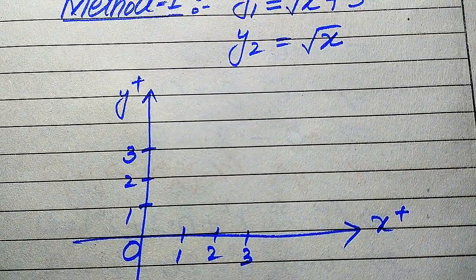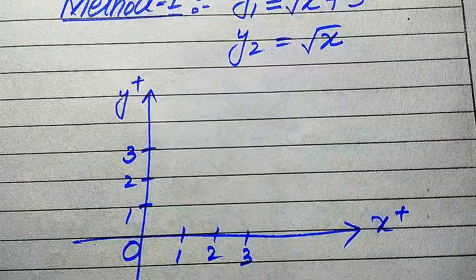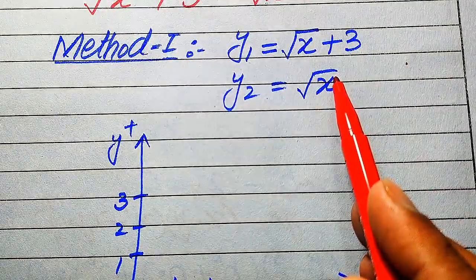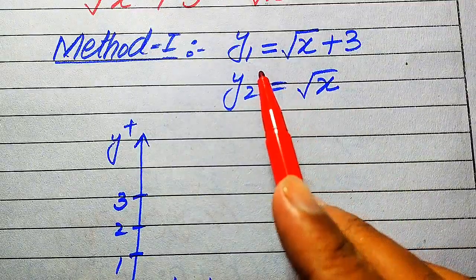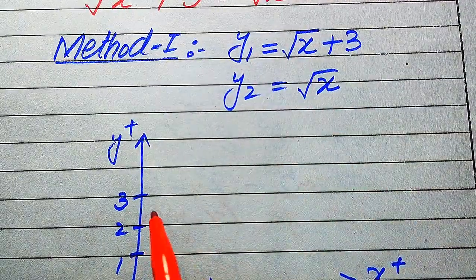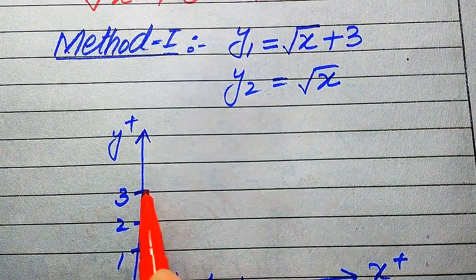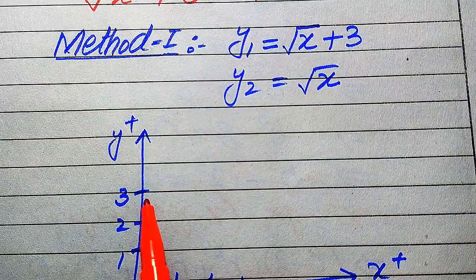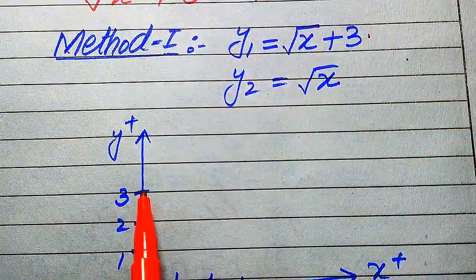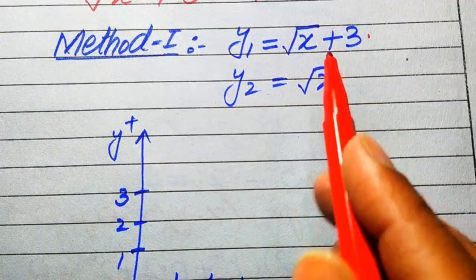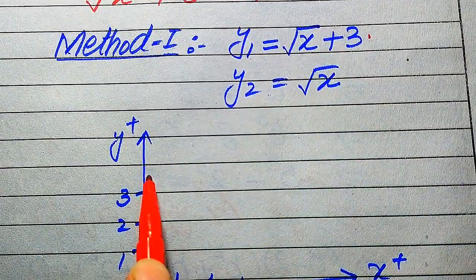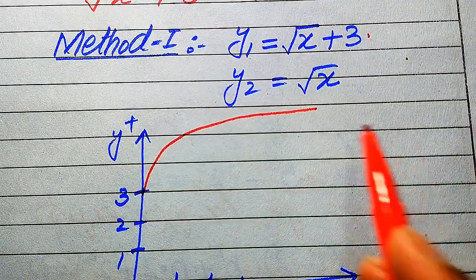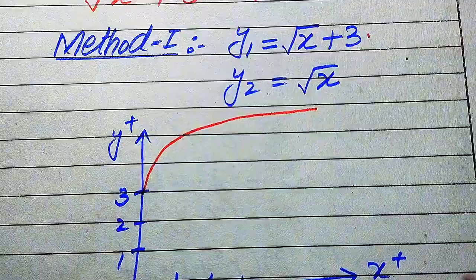So when we draw the graph of y1, you see our y1 is the square root of x plus 3. It means that we need to start the graph from 3 units from the origin. This is our 3 units from the origin along the y-axis, so we draw the graph of this term in this way. The graph of the square root of x plus 3 looks like this, and it goes up and so on.